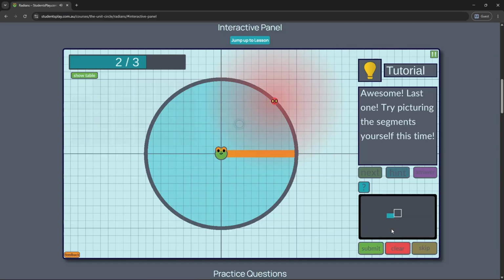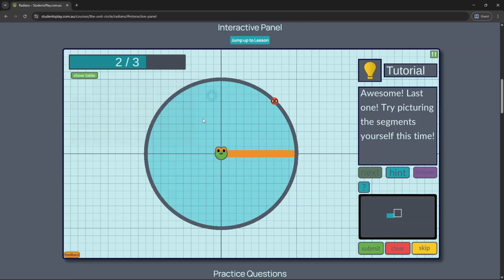Awesome. Last one. Try picturing the segments yourself this time. Oh, goodness. Okay, so this part here could be a segment, and then like that. And then if we use the same size segment, maybe it's like this, like that. And 1, 2, 3, 4. I think that works. Maybe it looks like it could be 3 as well, but if you split it into 3 segments like this, and then we have 1, 2, 3, it's not quite. It's too big. So I think it's 4.